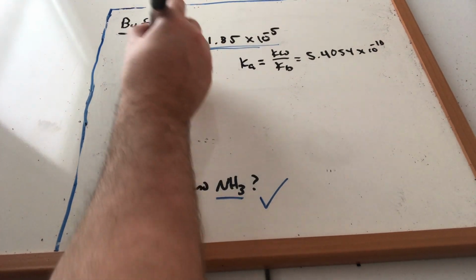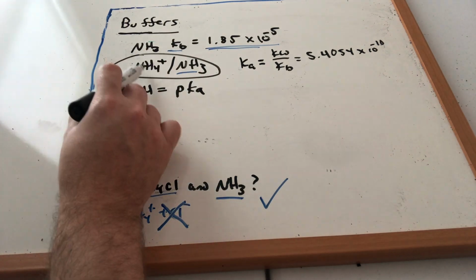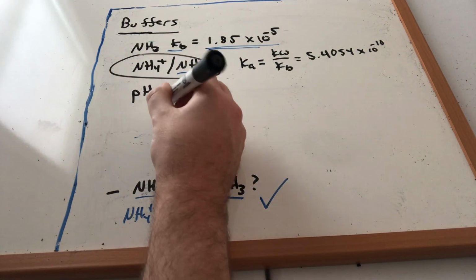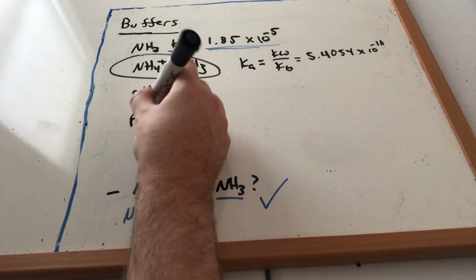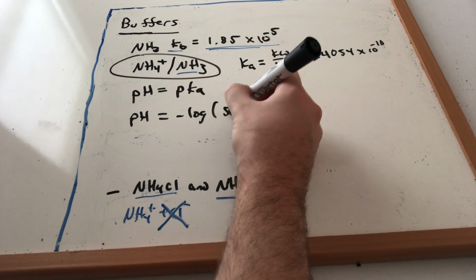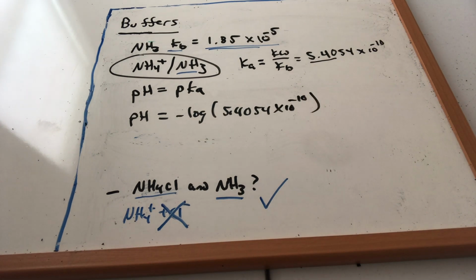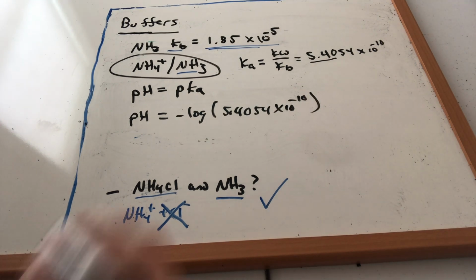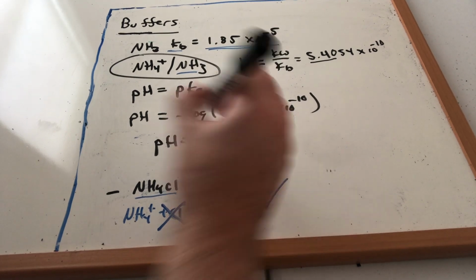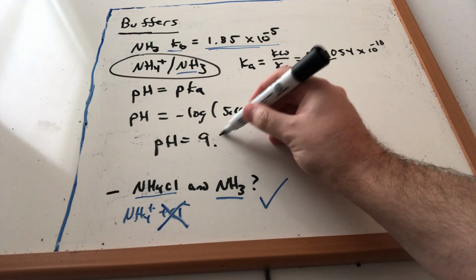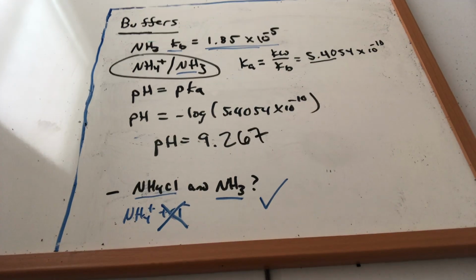If I want to know about when I make this buffer, which is definitely a buffer because I see a conjugate acid-base pair, whereabouts it's centered, I'm going to take the negative log of this 5.4054 times 10 to the minus 10. And so this buffer would be centered about a pH that's 9.267. So somewhere around pH 9 would be a good tacking point for this buffer. This buffer would be good if I was trying to get a system that was going to resist changes in pH near a pH of 9.